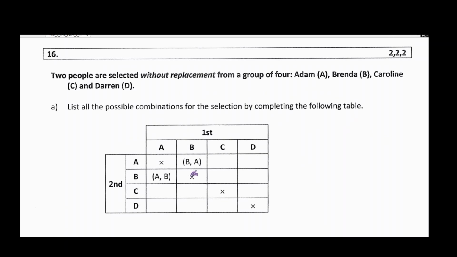Number 16. 2 people are selected without replacement from a group of 4: Adam, Brenda, Carolyn, and Darren. List all the possible combinations for the selection by completing the following table. So, this is what you need to do. You fill in the table where these events occur.